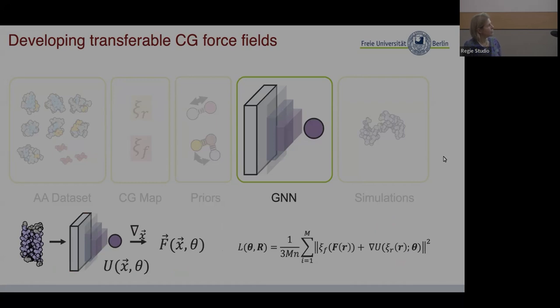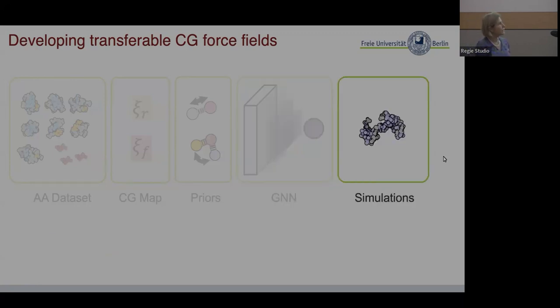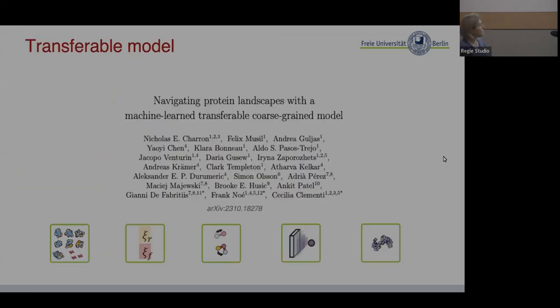The graph neural network we mostly built from SchNet, which is a popular neural network. We also use Spain, Maze, all the popular neural networks, and then we develop our own addition to it. We need to make it compatible with our problem. And then the simulation: we do molecular dynamics, Langevin dynamics, of the resulting force field.